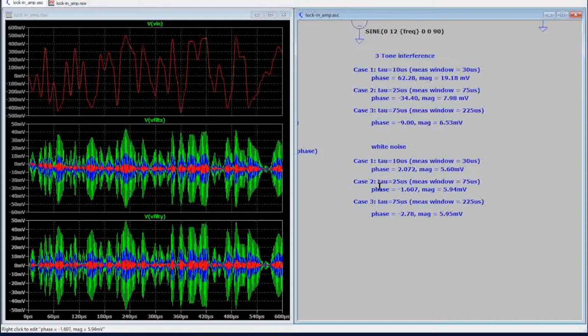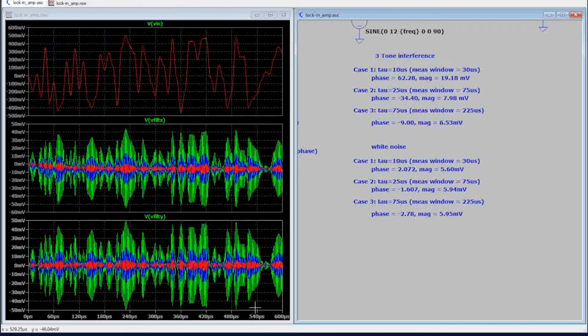For the mid case, 25 microsecond time constant, I got minus 1.607, which is almost on target, with amplitude very close to the real amplitude of 6 millivolts. And the third case, 75 microseconds, I got minus 2.78 and amplitude of 5.95 millivolts. So in fact, in this particular case, case 2 with the medium time constant was actually better.